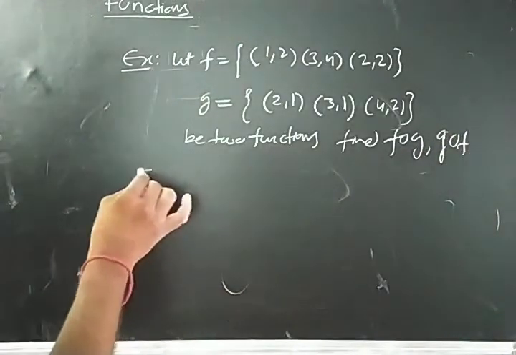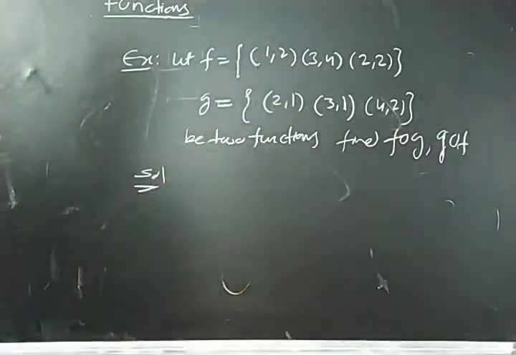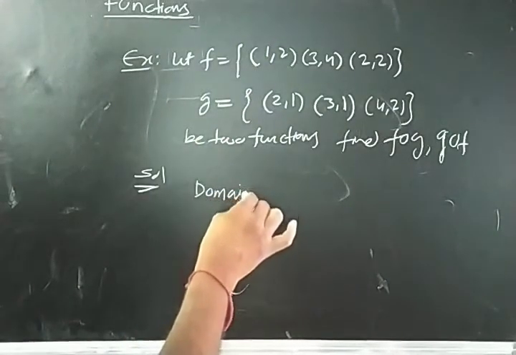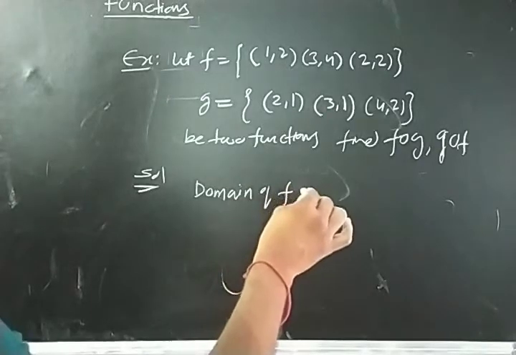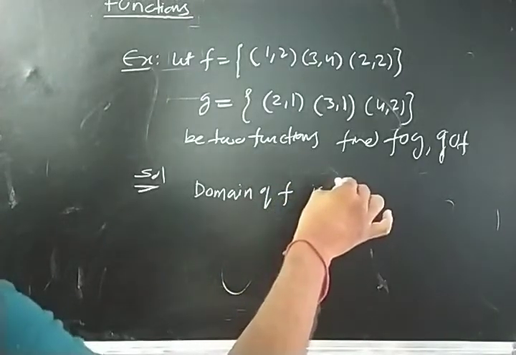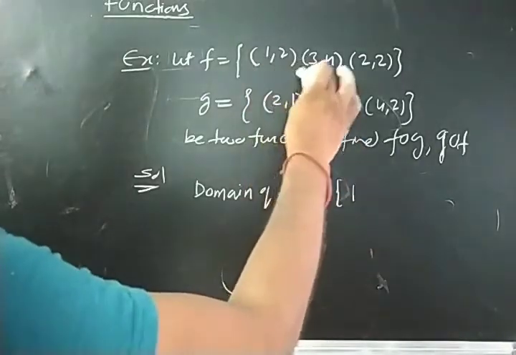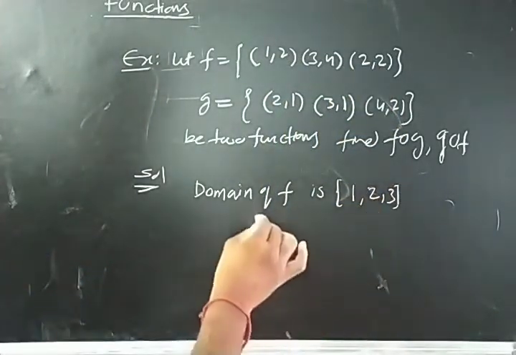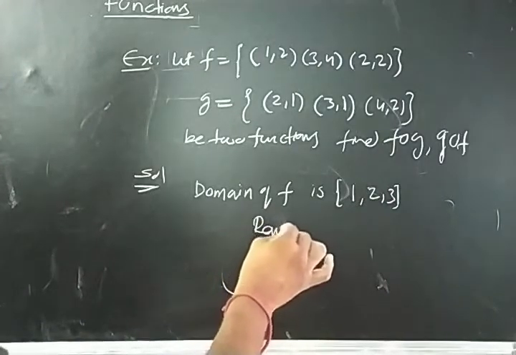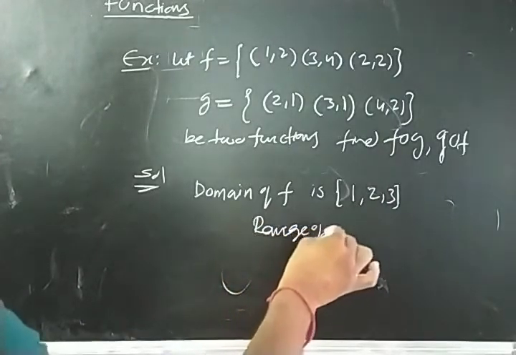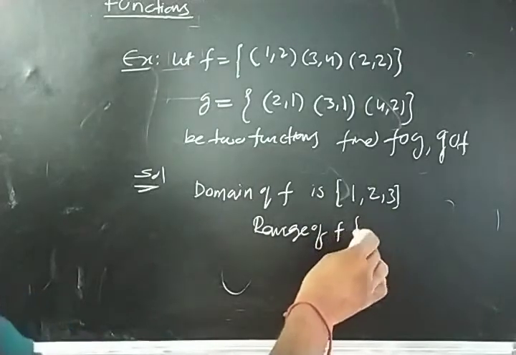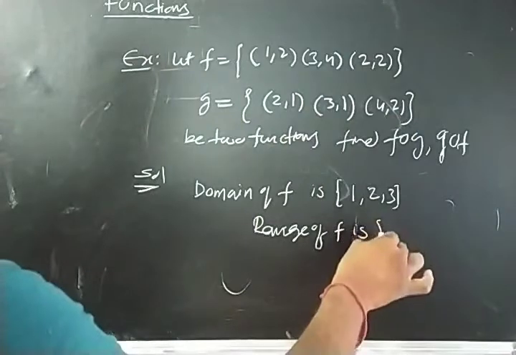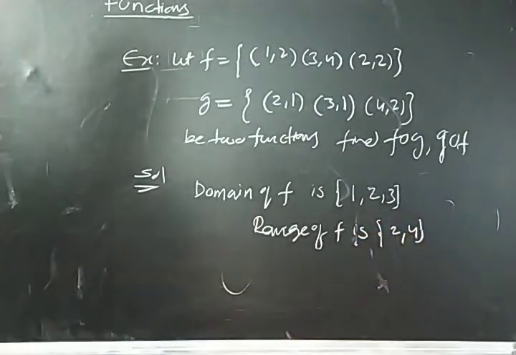So for that I am finding the domain of f and the range of f. What is the domain of f? What are the different elements? 1, 3, 2. So 1, 2, 3 is the domain of f. The range of f: what are the images? 2, 4, 2. So 2 and 4 are the images.